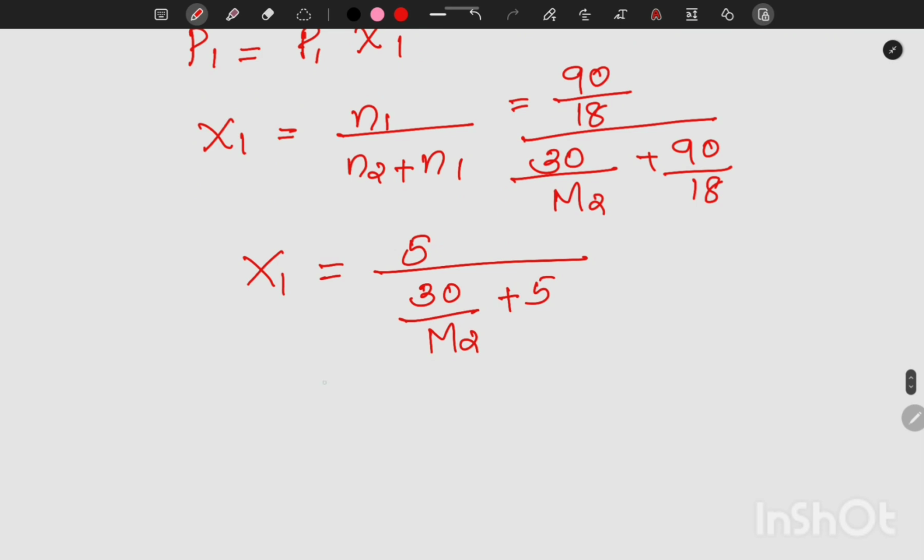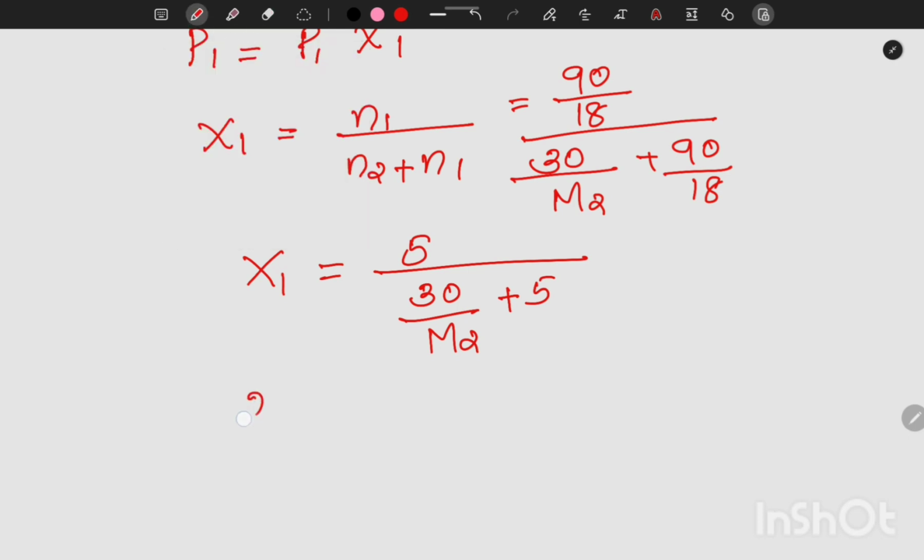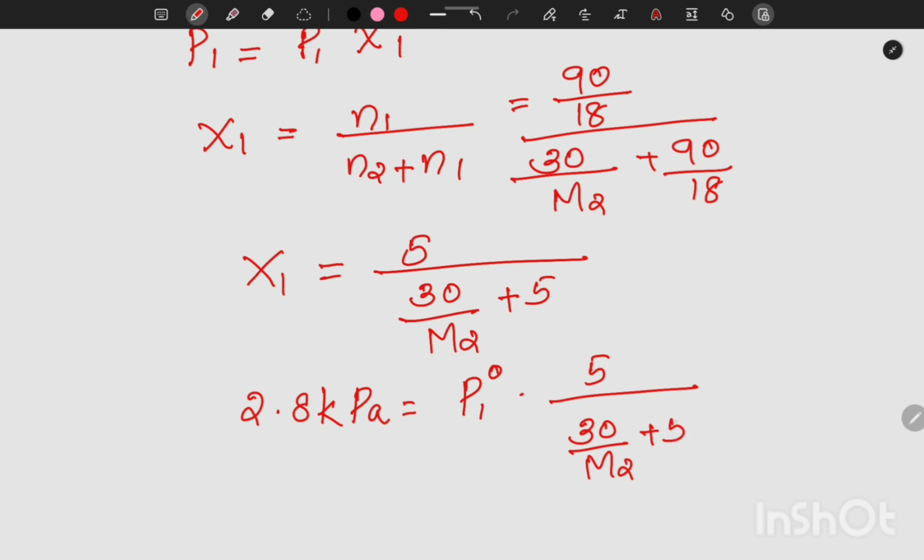Now let us substitute this in the Raoult's law equation. P1 is equal to P1⁰ χ1. So P1 is given in the question 2.8 kilopascal. So let us write 2.8 kilopascal for P1. That is equal to P1⁰ we don't know, into χ1, 5 by 30 by M2 plus 5.